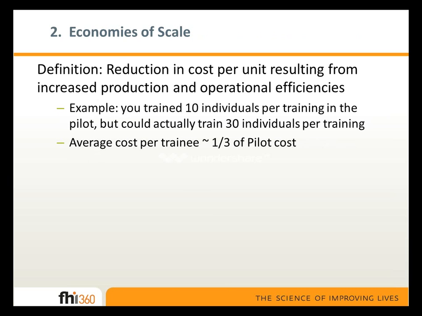Secondly, economies of scale. So the definition of economies of scale is a reduction in cost per unit resulting from increased production and operational efficiencies. So for example, you might have trained 10 individuals per training in a pilot workshop, but you could actually train 30 individuals per training in the same type of workshop in a scale-up. We know that pilot project budgets often are dictated not by economic efficiency, but more by just resource availability. And so oftentimes we find that you can be more efficient in a scale-up and train more people per workshop, for example.